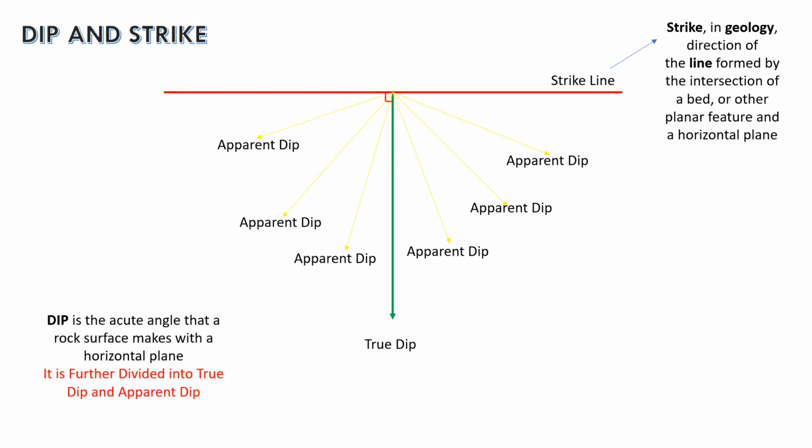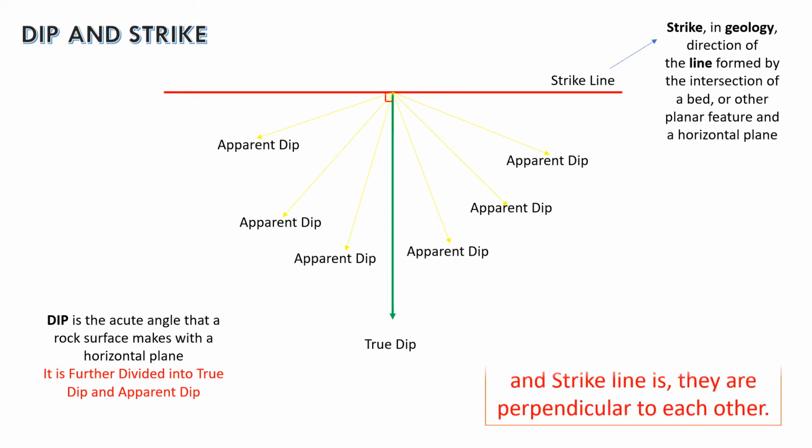Understanding this concept of true dip and apparent dip is very essential in order to understand the dip and strike problems. Now the third most important part, you need to understand the relation between true dip and a strike line. The relation between true dip and a strike line is that they are perpendicular to each other. This is the most important part to understand in order to solve the dip and strike problems.